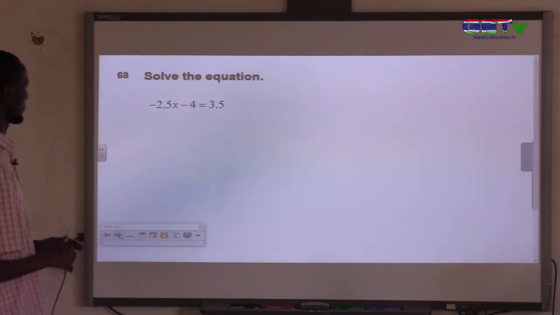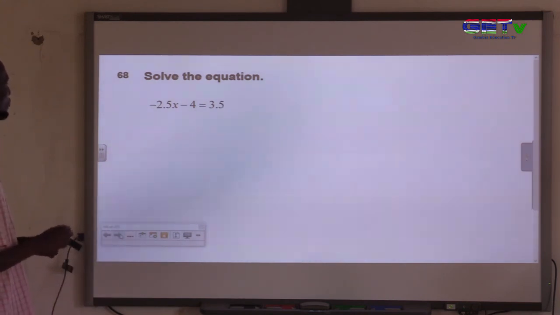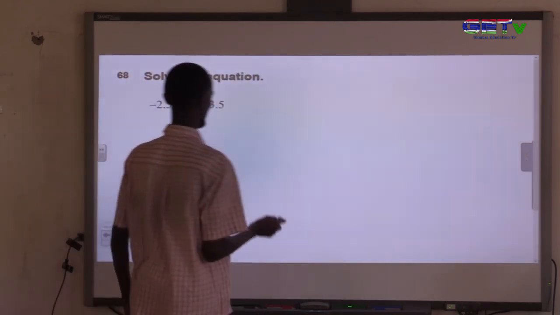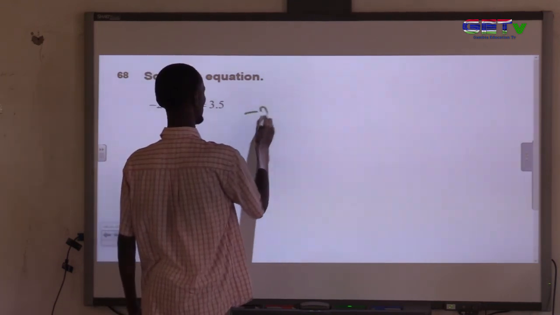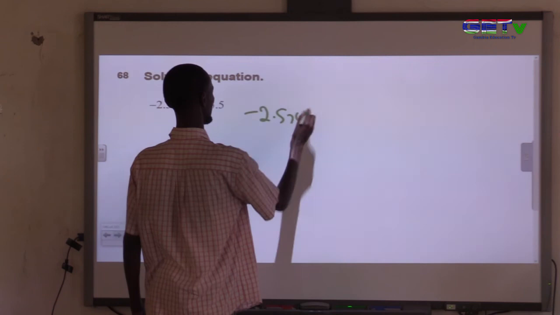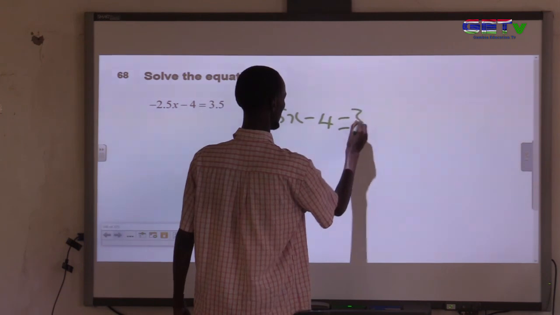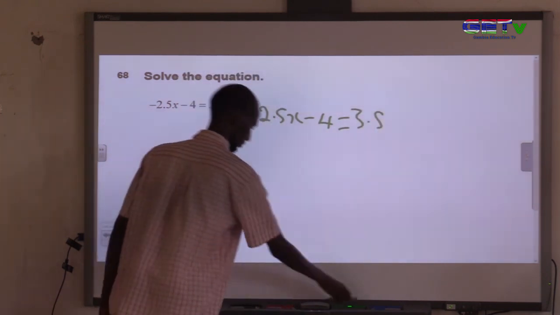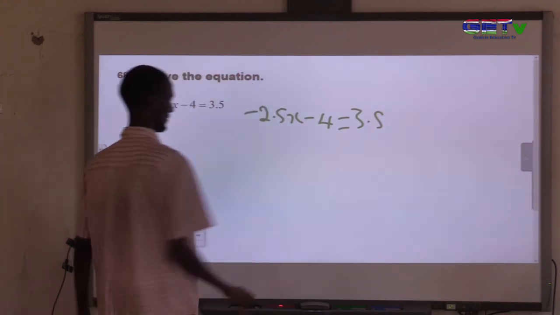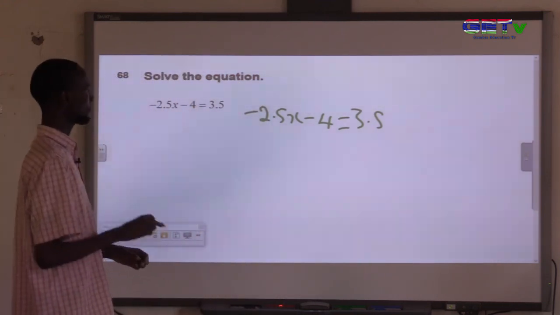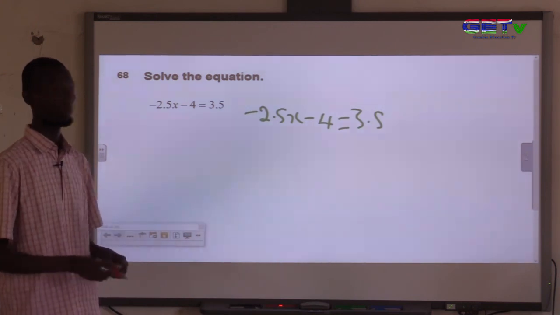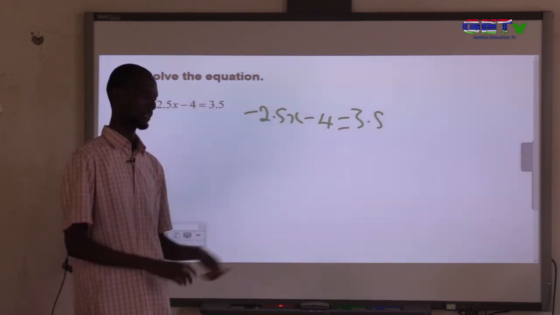Now here comes our next question. Negative 2.5x minus 4 is equal to 3.5. Okay? That is our question. Let's go through it. Negative 2.5x is negative 2.5 times x. That's a multiplication. And then you have minus 4, which is subtraction.